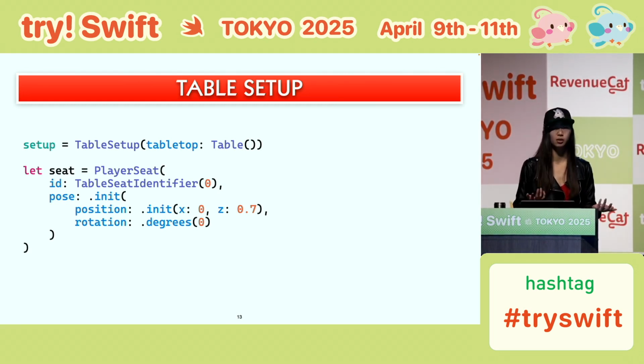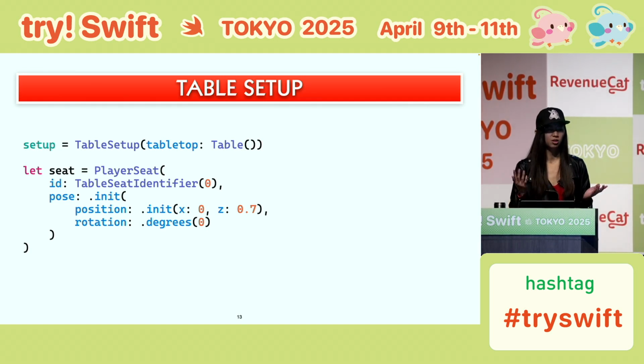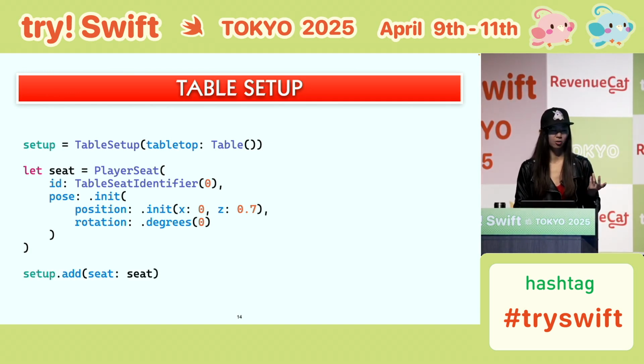We have our seat that we made with the struct. We give it an identifier, and then we have just the position. So 0 and then 0.7, and the rotation is 0 degrees. If we were going to add more seats, we would just rotate that around the table. And then we add our seat to our table setup.